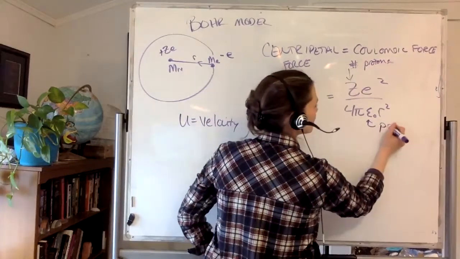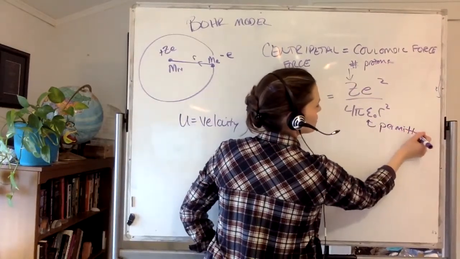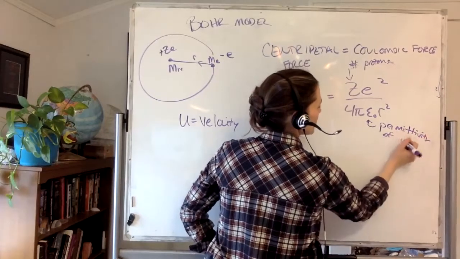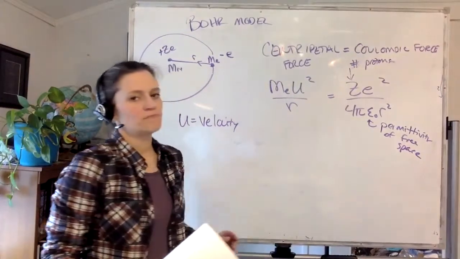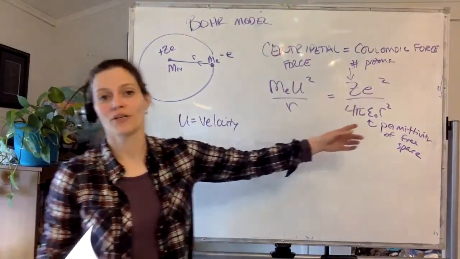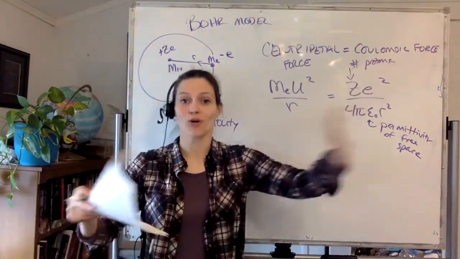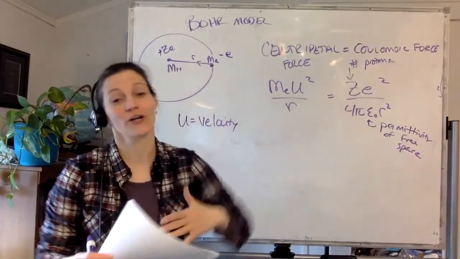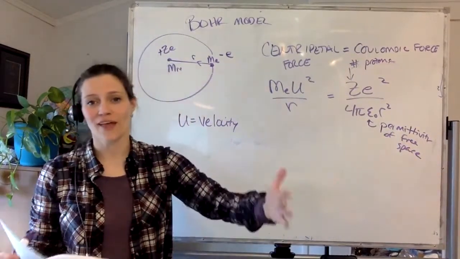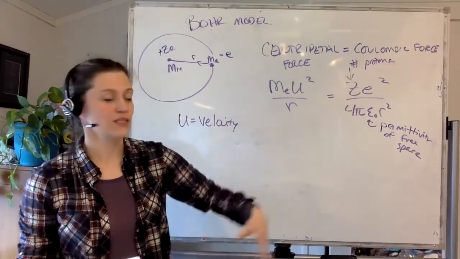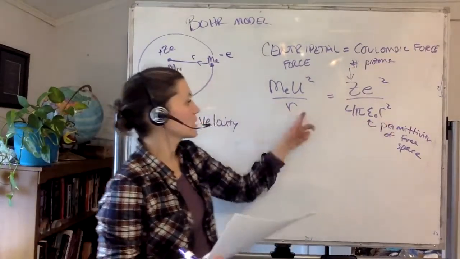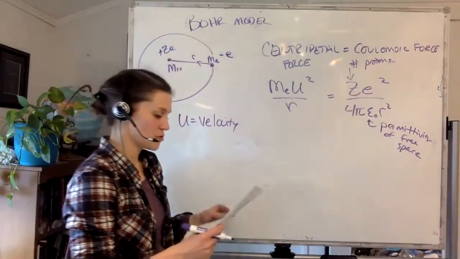Epsilon naught is the permittivity of free space. It's basically a way to get the units correct, but also this tells you how well electric fields can permeate through a material or through free space. If it's not that, it's called the permittivity. If it's actually a material, that would be known as the dielectric constant. Okay, and then r squared, same r, it's the radius between the two.